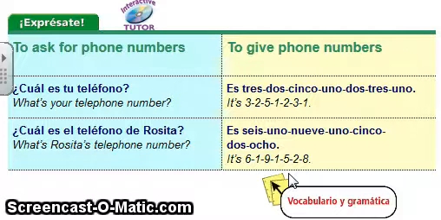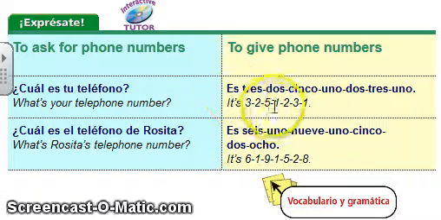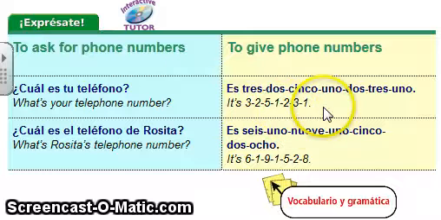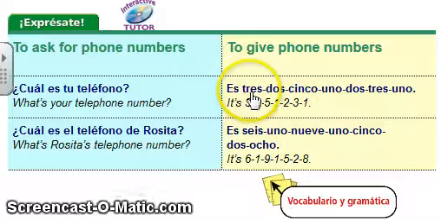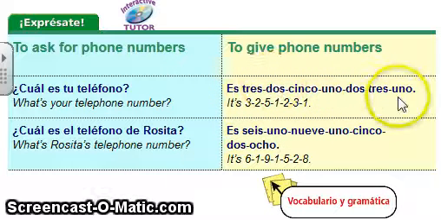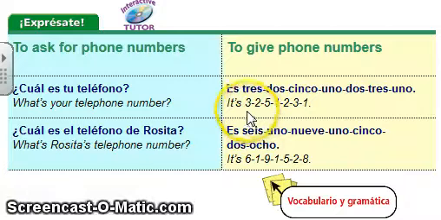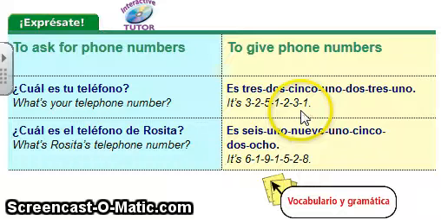If you were to ask your friend or your partner what their telephone number is, in Spanish you would say, ¿Cuál es tu teléfono? And you would respond, es 325-12-31. Notice I didn't say 3-2-5-1-2-3-1. I am grouping my numbers. I start with a single and then I go double, double, double. 3, 25, 12, 31. We practiced this today in class.